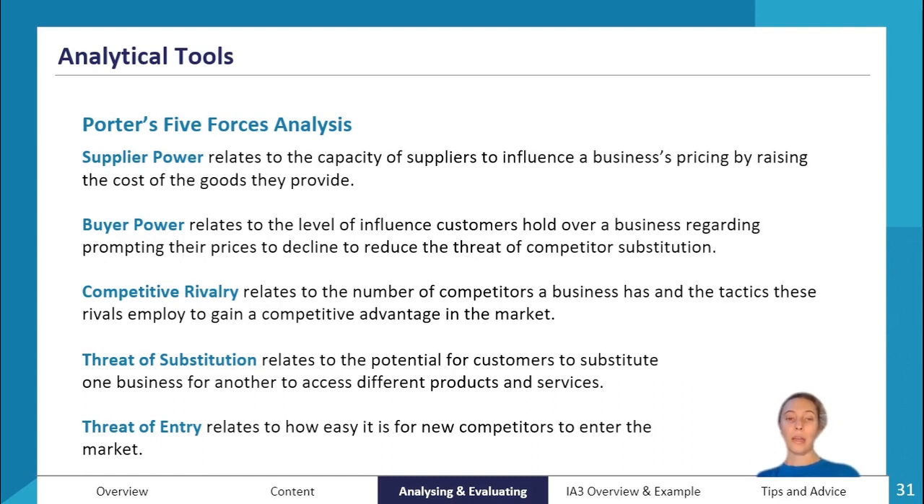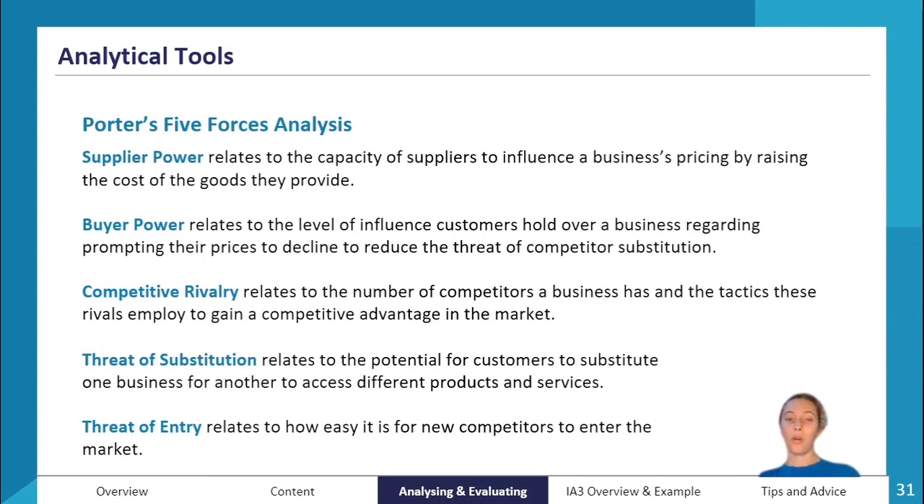Buyer power is the level of influence of the consumers. So that can also be about prices, and it has that interrelationship with the threat of substitution, where you've got the idea of customers being able to substitute one business for another. So going between different supermarkets, for example.